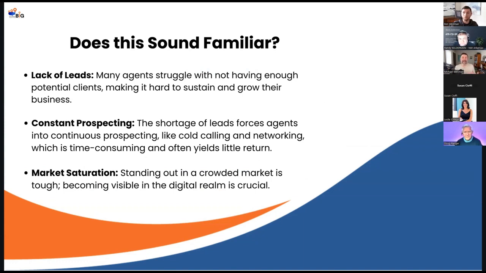First is this lack of leads. I'll even put in there in quotes, lack of maybe good leads. Many agents will struggle not having enough potential clients, right? It makes it hard to sustain the business. And so we'll go to these lower performing leads. I'll talk about that in the next slide. But a lack of leads, and where are the leads? Even if you're just getting into the business, where do you start? Sure, you start with your friends and family, but that's still a need that needs to be filled, people to speak to.